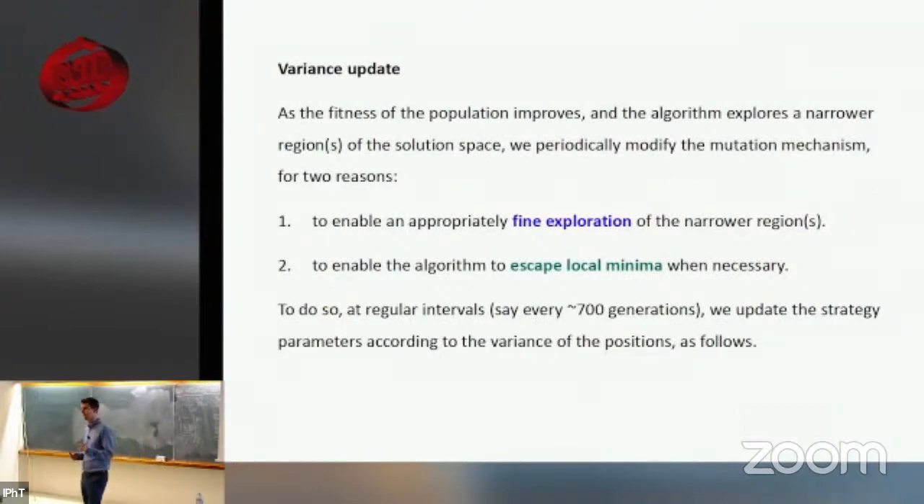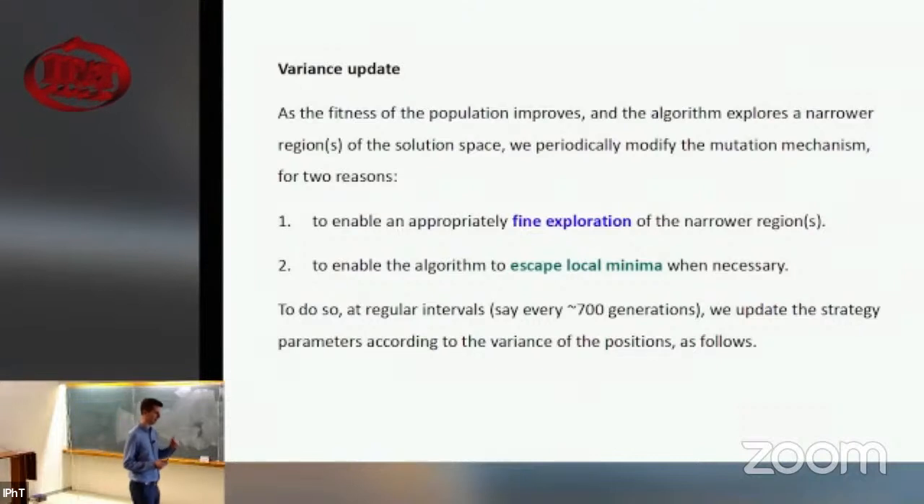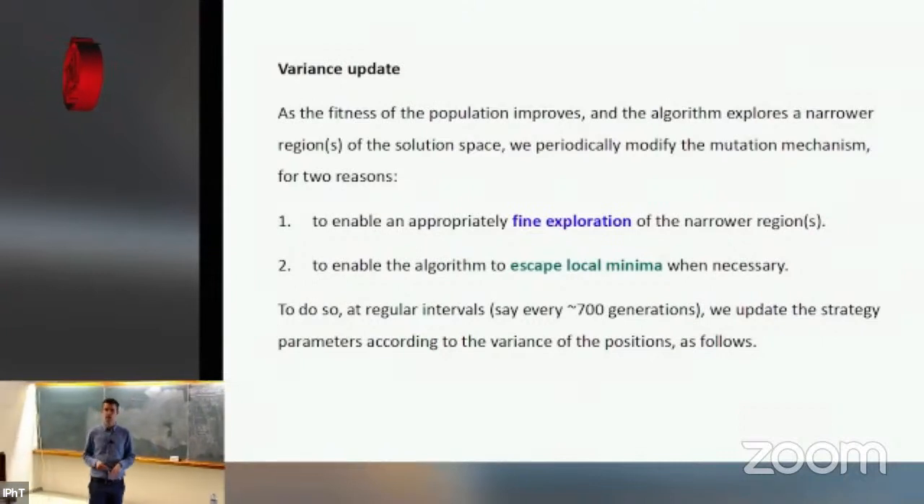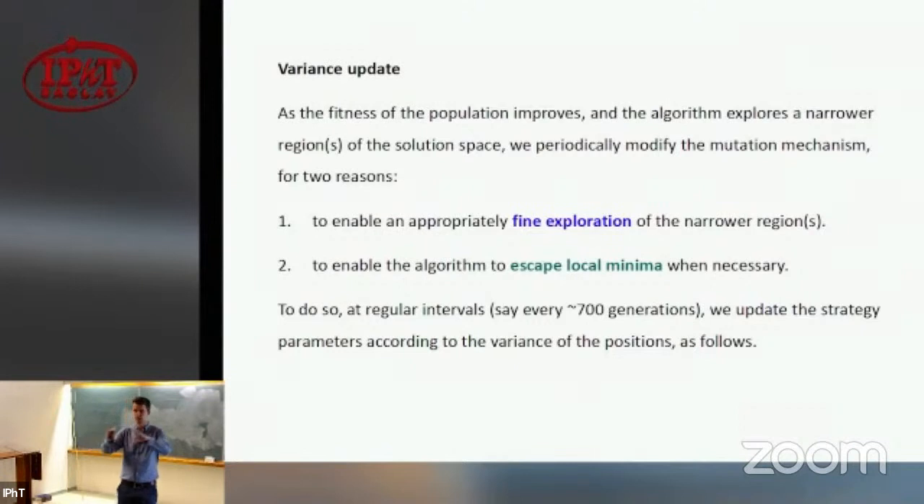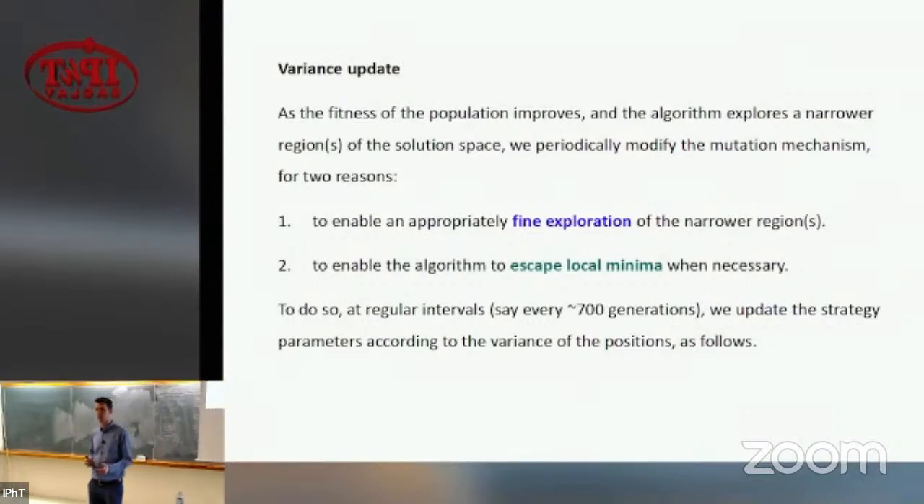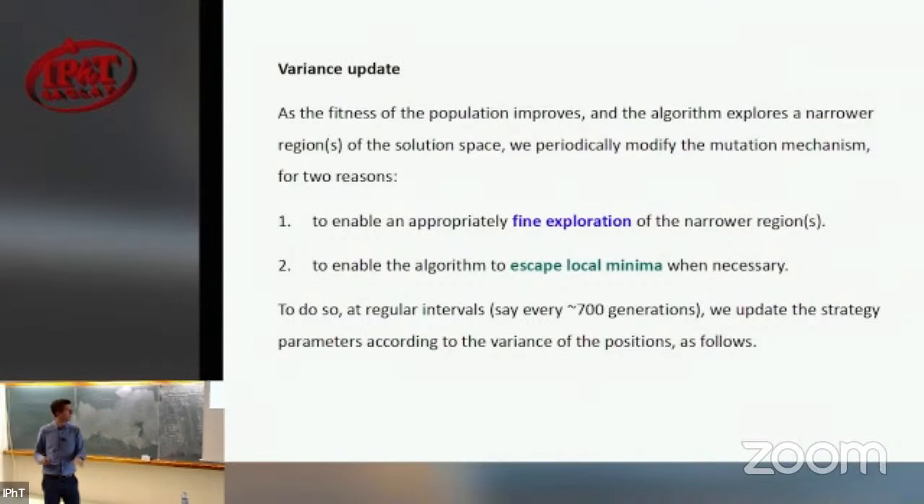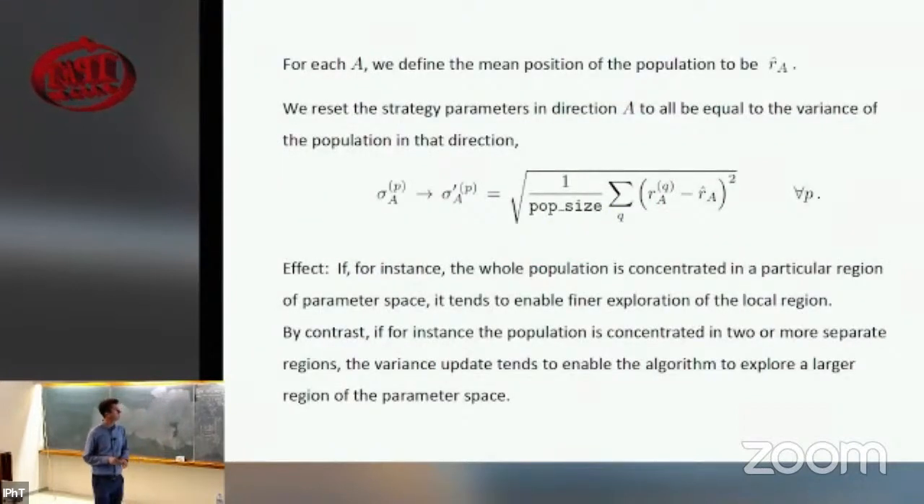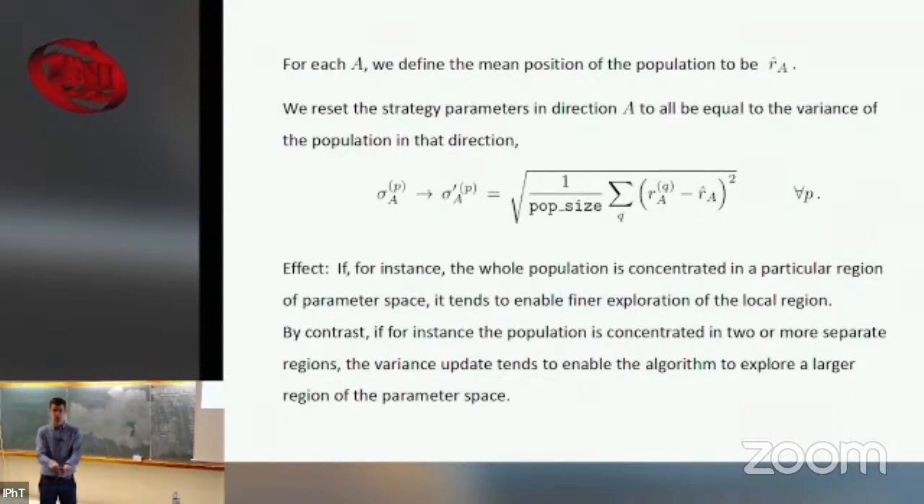There's one extra detail of the algorithm, which is that you would like to give the algorithm some help. If it's doing well, you want to enable it to allow finer exploration of the region it's exploring. But if it's not doing well, and its candidates are fairly widely spread, you want to give it a random kick to help it go into a wider space. This can be very useful, though it doesn't always work. It means that every several hundred generations of this algorithm, we reset all the strategy parameters, with exactly these two goals: either allow it to do more fine exploration, or if it's stuck in some local minimum, to try and escape. So every 700 generations or so, we reset all the strategy parameters according to the current variance of the population at that step. That's just an extra detail, which enables the algorithm to either zoom in better or explore more widely.